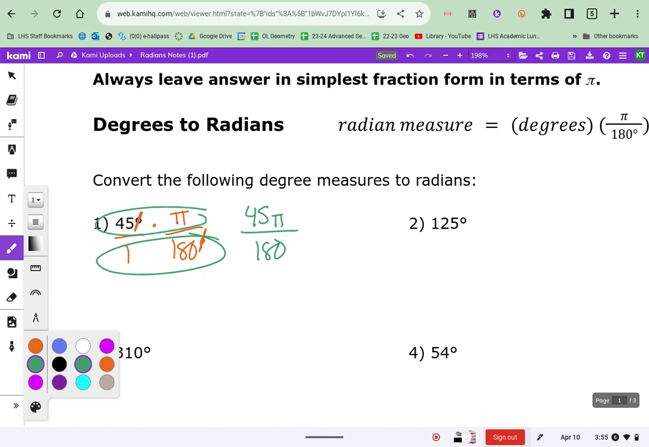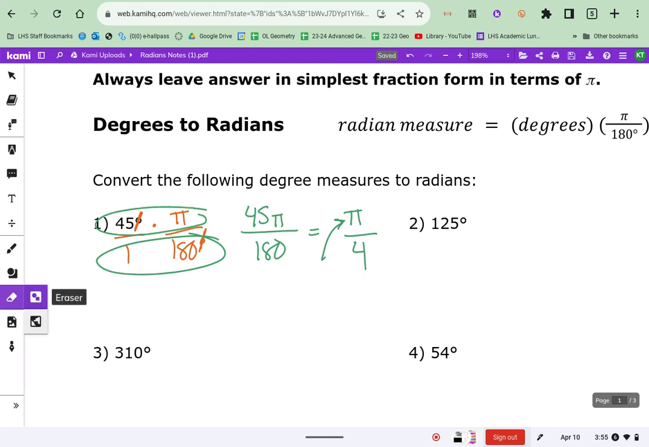Now when we're working with radians, we're always going to leave it in terms of pi and leave it as a reduced fraction. So you can go ahead and simplify and do 45 divided by 180, which would be 1/4 pi, or pi over 4. Pi over 4 radians. And I don't have to write the word radians there. It's understood that since the pi is there and it's describing an angle, that I'm writing in radians.